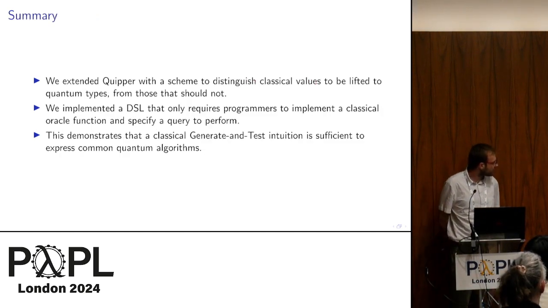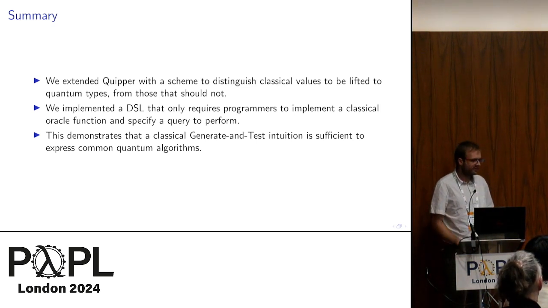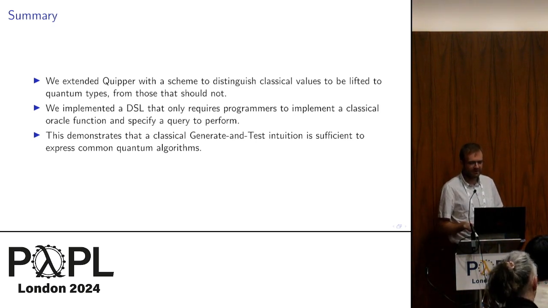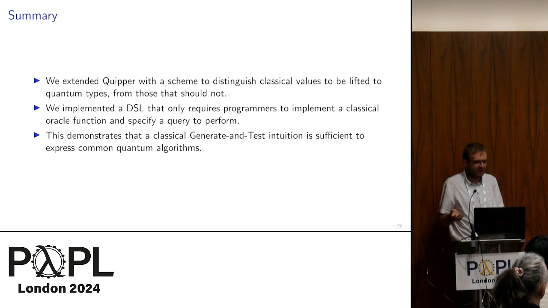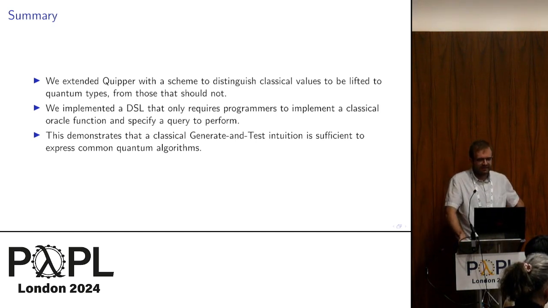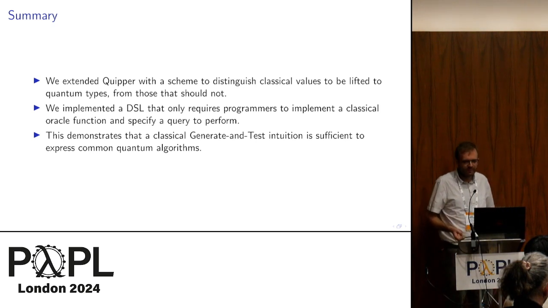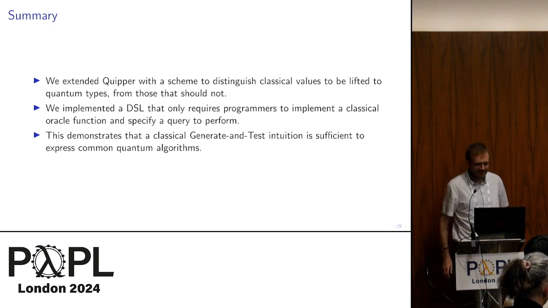So just to summarize, our first contribution here was the extension of Kuiper with this scheme to distinguish these classical values that we do want to be lifted into quantum types from those that we don't. Then we implemented this DSL that allows one to write quantum programs for specific algorithms by only implementing a classical oracle function and specifying what query to perform. And then we believe that this demonstrates that there's a certain classical intuition that is in fact sufficient to express some common quantum algorithms.